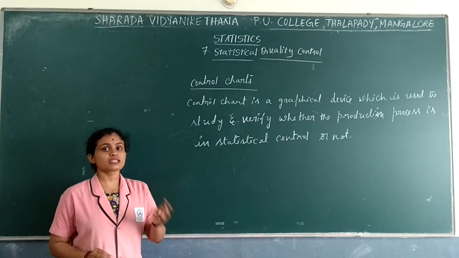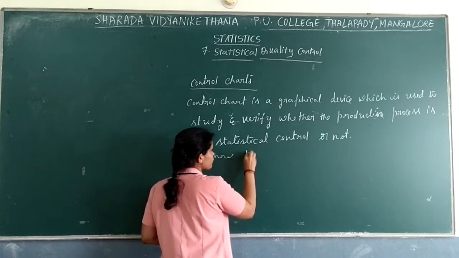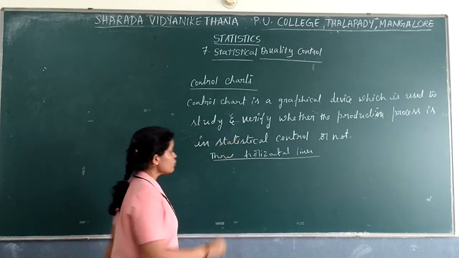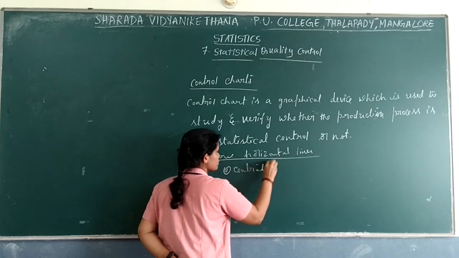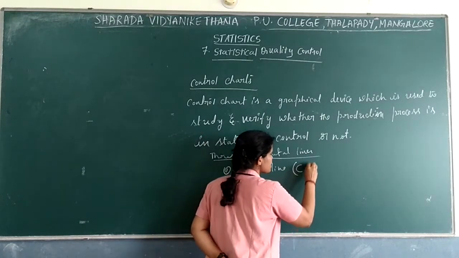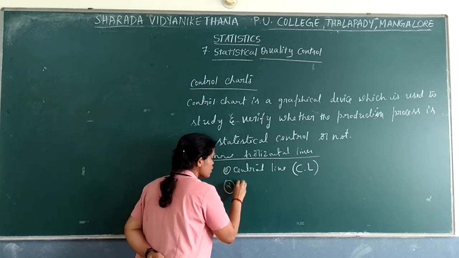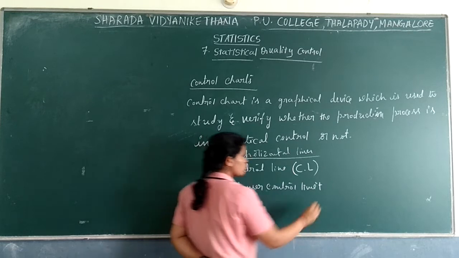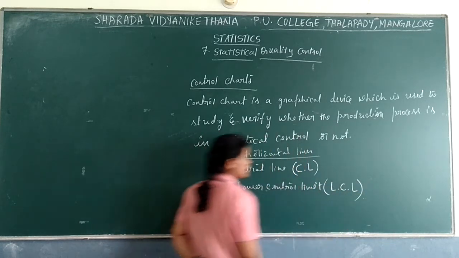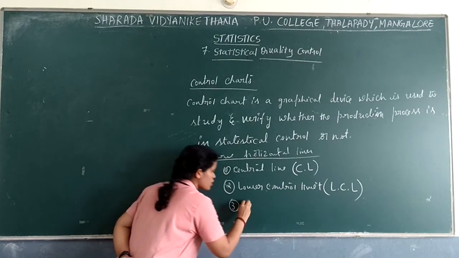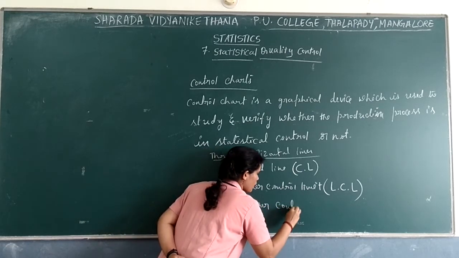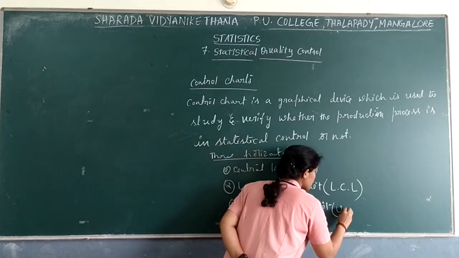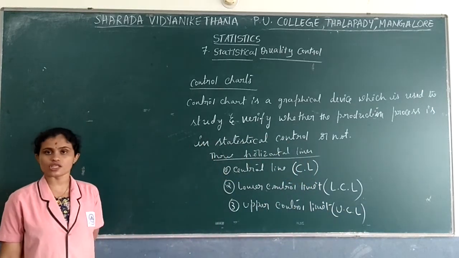And this control chart consists of three horizontal lines. Very important. They are, first one, the central line, which we denote as capital C L. Then the second one, the lower control limit, which we denote as capital letter LCL. Then the third one, the last one, the upper control limit, which we denote as capital UCL. This is about the three horizontal lines.